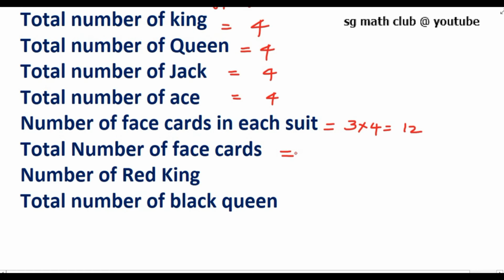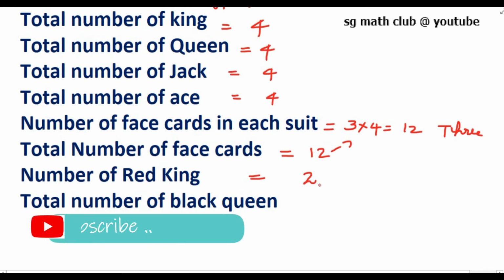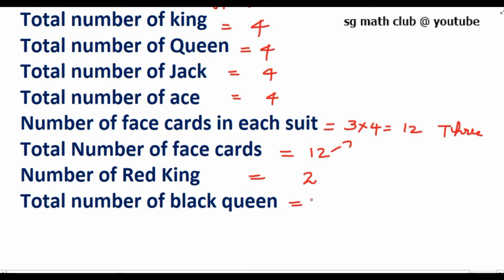Total number of face cards is 12, and the number of face cards in each suit will be 3. 3 fours are 12. Again, the number of red kings is 2, 1 from heart and 1 from diamond. Again, the total number of black queens is also 2, 1 from spade and 1 from club.